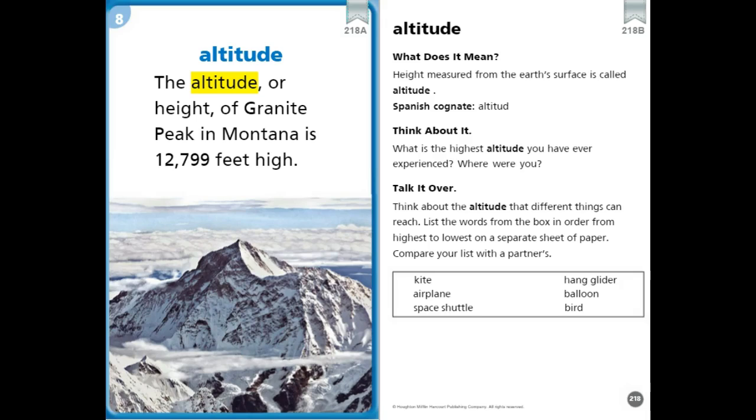Think about the altitude that different things can reach. Think about the words from the box and list them in order from highest to lowest, and compare your answers with your learning adult.